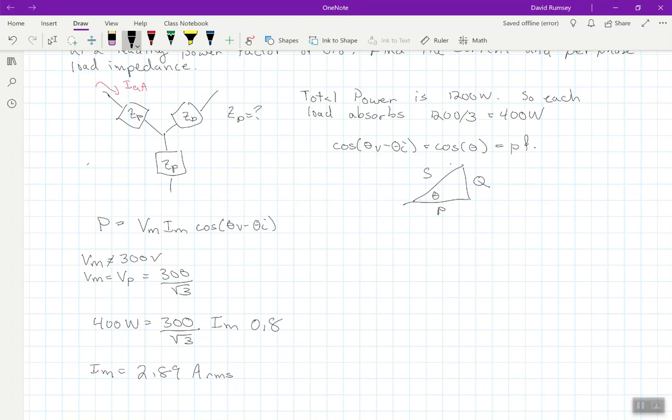So that's the line current. Now, you might say, well, what's the phase? It didn't ask for the phase. It just asked for the line current, like the value of the current here.